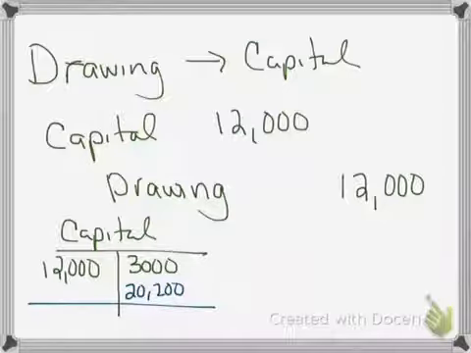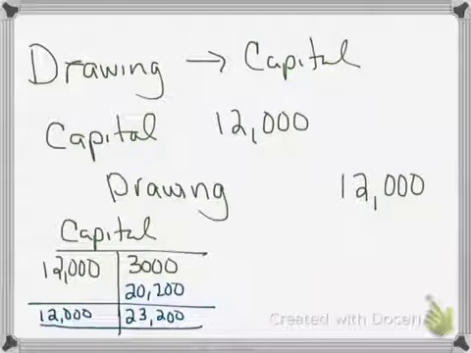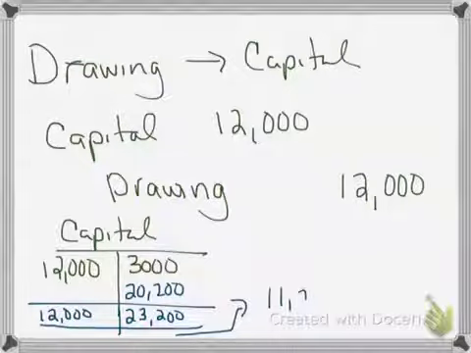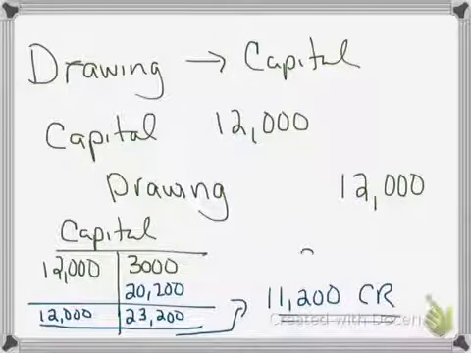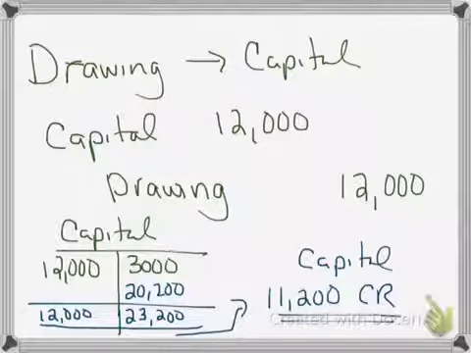So at this point, what we will look at is we have $12,000 on the debit side, we have $23,200 on the credit side, and we need to look at the difference, and what that is going to give us is an $11,200 is what we will have as our balance, and this is a credit balance for our capital account.